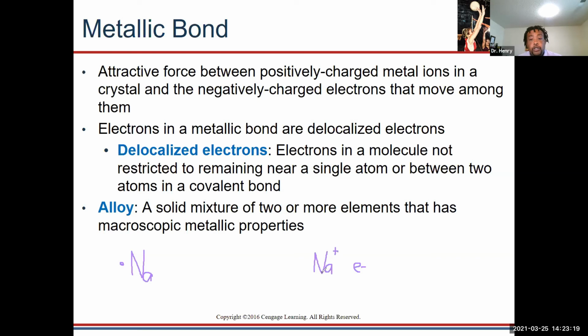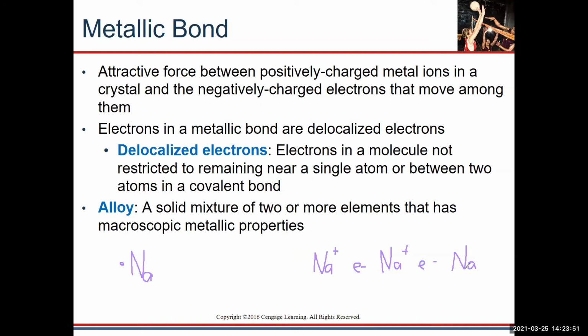Now it'll do that, and then the sodium that's next to it will do exactly the same thing, and the sodium right next to that will do exactly the same thing. So then you end up with plus, minus, plus, minus, plus, minus, and it goes on. It makes a sea of electrons so that it's able to act like it's alternating between the two. Does that make sense? Yes, no, maybe? I'm indifferent.